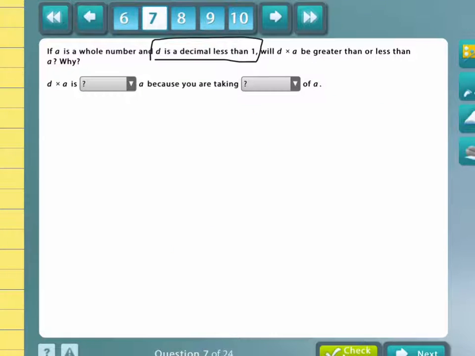If A is a whole number and D is a decimal less than 1, will D times A be greater or less than A? Well, if you're multiplying, remember, a part of is a smaller part. So if you're multiplying by a number that is less than 1, you're going to end up with a lesser part. D times A is less than A, because you are taking a smaller part of A.